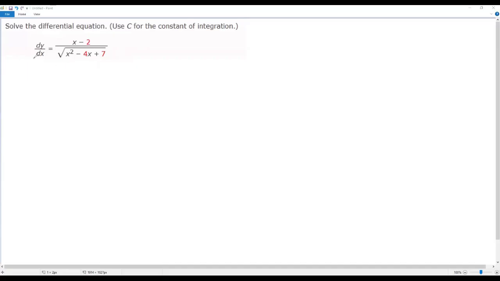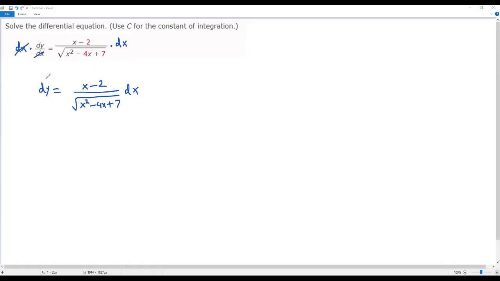In my first step, I'm going to get rid of this dx in the denominator because my aim is to solve for y. So I keep dy on the left side. I want to get rid of the dx that we have in the denominator. For that, I'm multiplying both sides of the given differential equation by dx. When I do so, this dx will cancel out. I'm getting dy equals (x − 2) over the square root of (x² − 4x + 7) times dx.